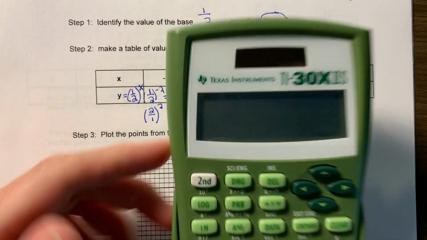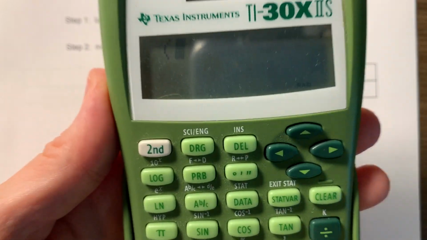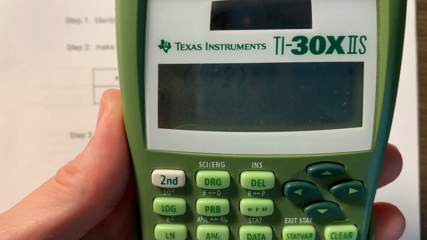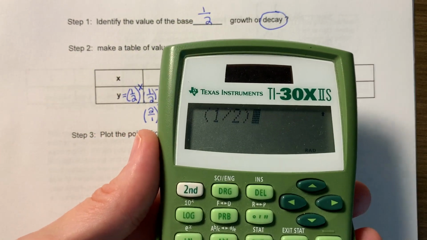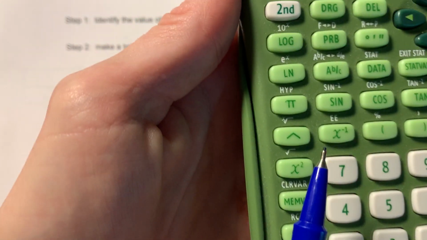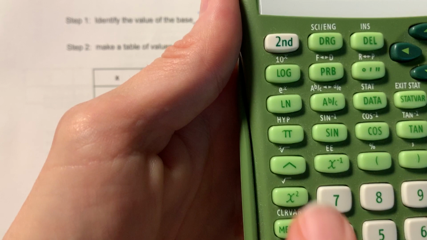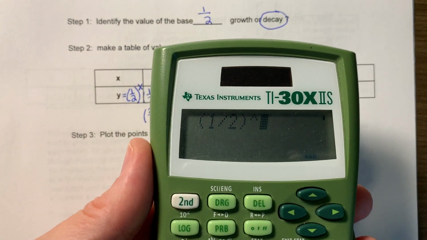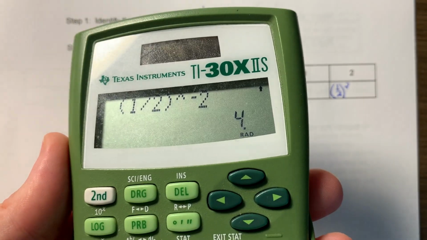I'll show you on this calculator. Let me move it up. So you want to do parenthesis, 1 divided by 2, parenthesis. So that's my base. That's better. And then I want to use this, some people call it the caret, that little up arrow. That gives me my exponent. And then to the -2. And you can see I get 4.